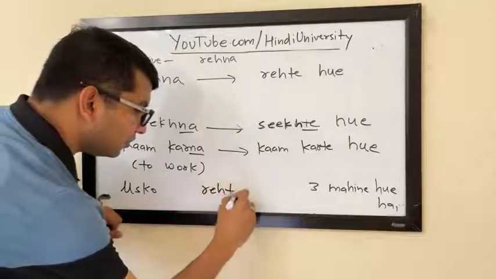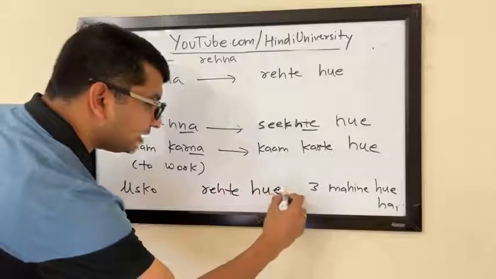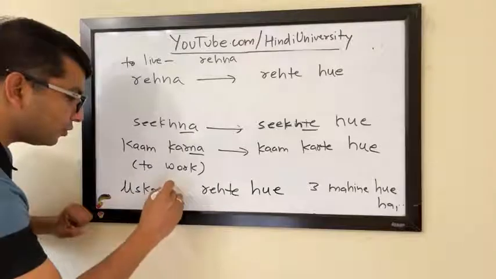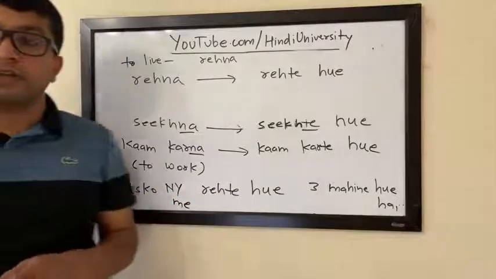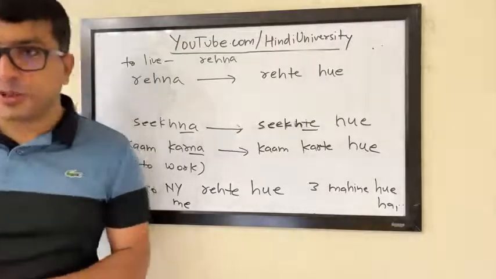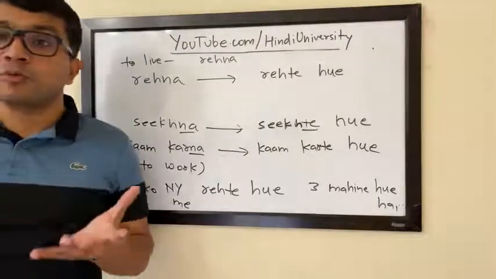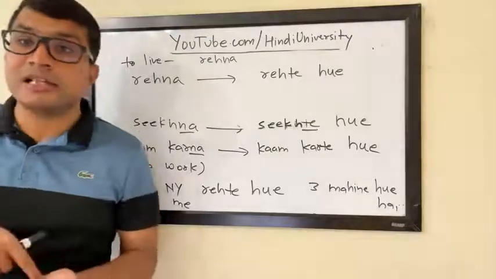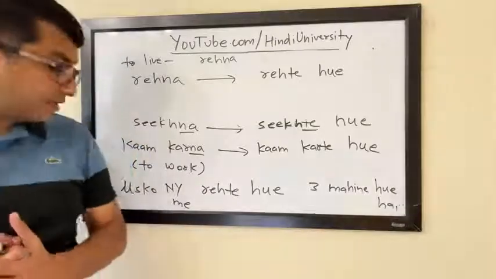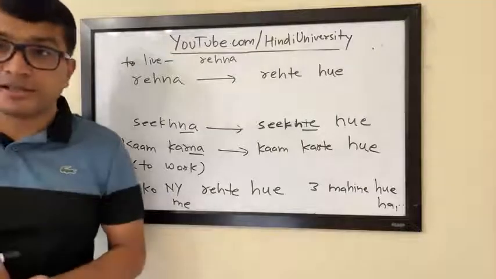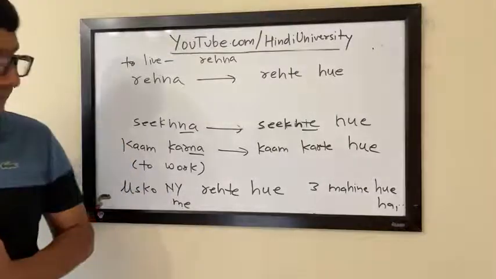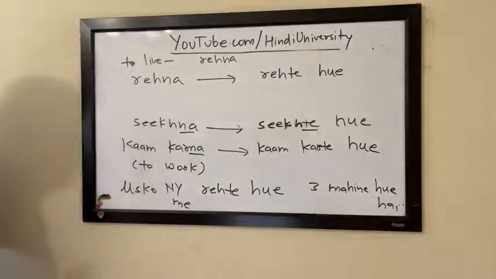उसको रहते हुए 3 महीने हुए हैं. And you can put उसको न्यूयॉर्क में रहते हुए 3 महीने हुए हैं. उसको लंदन में रहते हुए 3 महीने हुए हैं. Okay? Or if you want to put it generically, उसे यहाँ रहते हुए, here. That's what you said, right? It's been 3 months he's been living here. उसको यहाँ रहते हुए 3 महीने हुए हैं. Any questions so far?